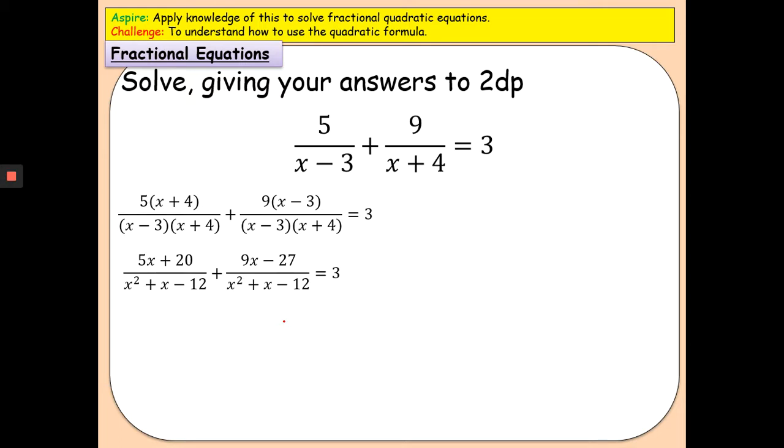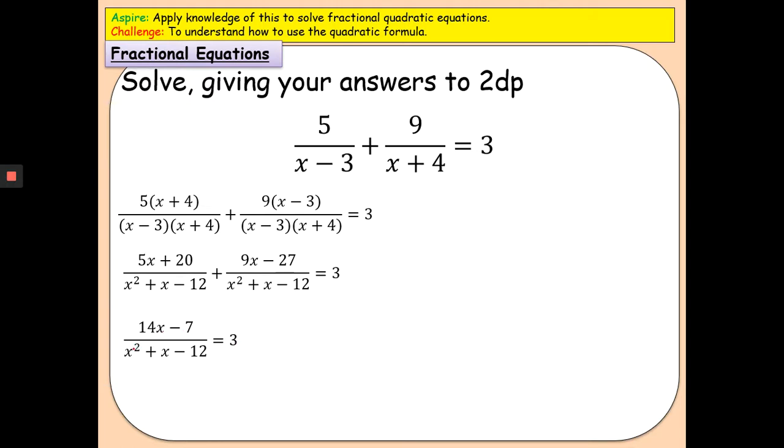Next thing we can do, because we've got the same denominators, we can add our numerators together. So if I start off by 5x plus 9x is going to give me 14x, and then I've got 20 plus minus 27, which is 20 take 27, so I'm going to end up with minus 7. I've got 14x minus 7 over x squared plus x minus 12 equals 3.